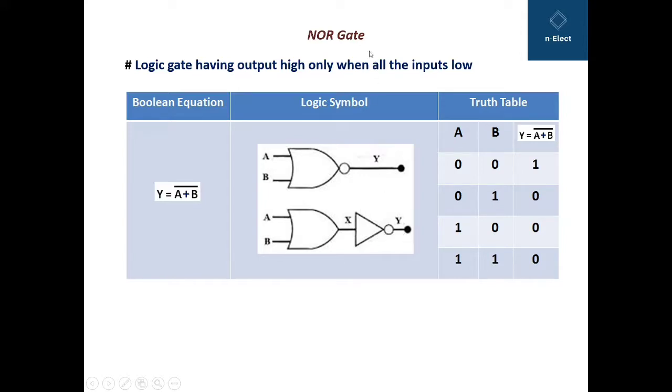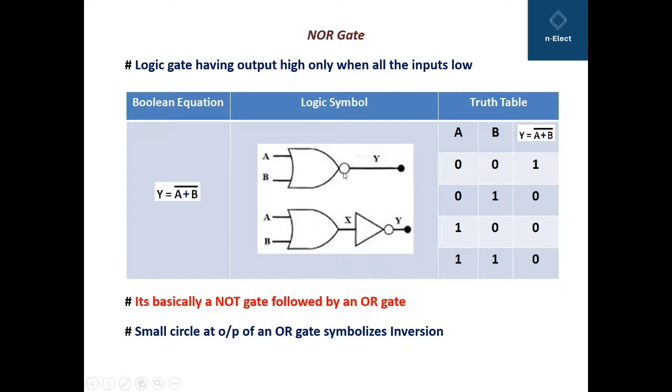Two input NOR gate truth table is like this. Here for 0, 0 you will get 0 plus 0, that is 0 and 0's bar will be 1. Similarly for the remaining conditions 0 plus 1 is 1, 1 plus 0 is 1, 1 plus 1 is also 1 and 1's bar will be 0, so you will get 0 for all these three conditions. And hence we already said this gate is having output high only when all the inputs are low. It is basically a NOT gate followed by an OR gate. Small circle at the output of OR gate symbolizes inversion.